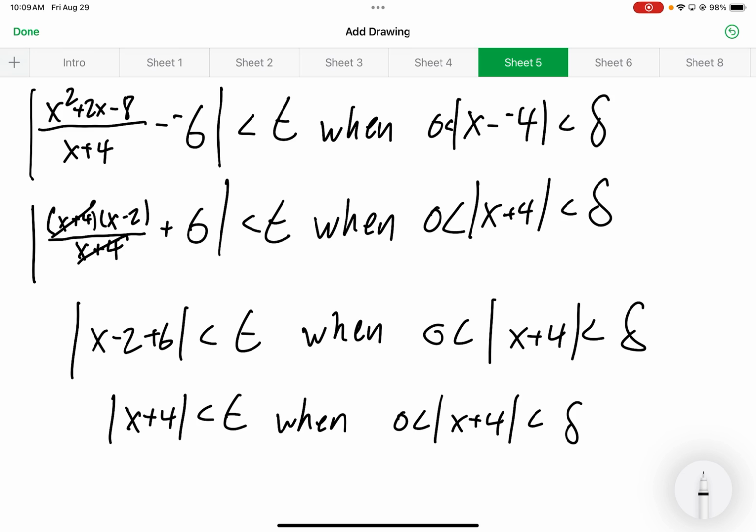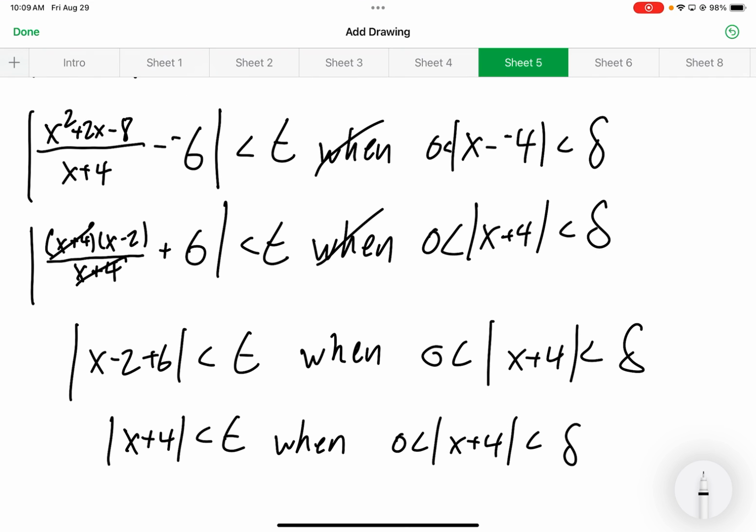Shoot, I did it again. I don't know why I keep doing that. It should be if, not when. You may be asking yourself, what's the difference, Mr. P? Well, it's based on the definition. The part with epsilon only holds true if the part with delta is there. So it should be if in between each time, but I'm not going to be a stickler on that.